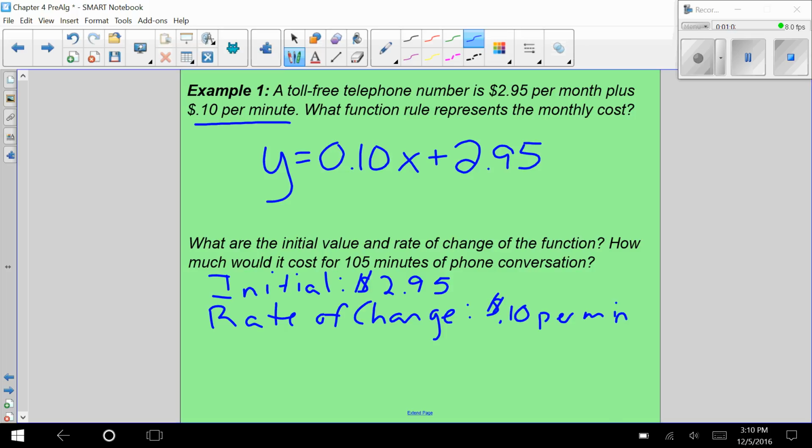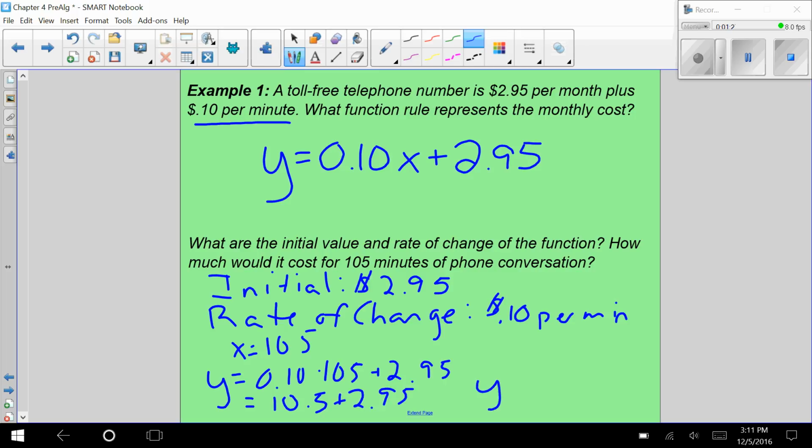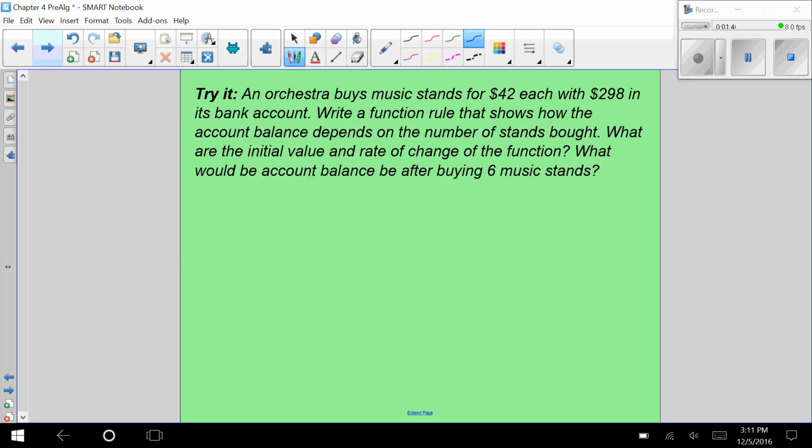And how much would it cost for 105 minutes of phone conversation? So we're going to plug in x equals 105. So we're going to go y equals 0.10 times 105 plus 2.95. Well, 0.10 times 105, we just move the decimal over one spot, so we'd have 10.5 plus 2.95. So y would equal $13.45. All right, try this one.